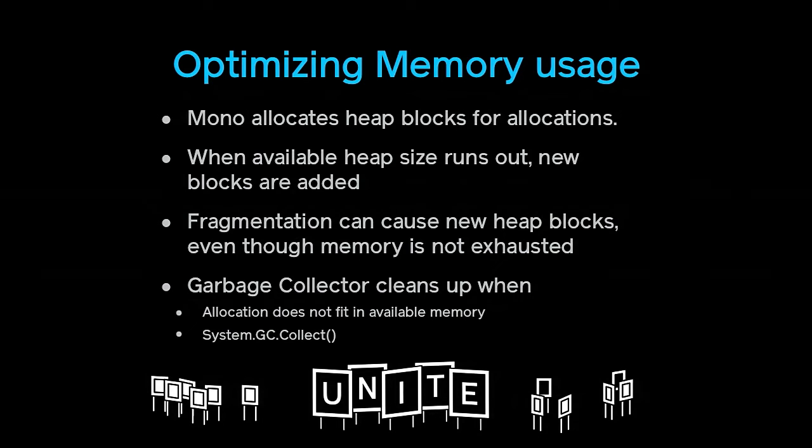It can trigger on any allocation, because if it runs out of memory, the garbage collector will trigger, and you get a spike at an arbitrary point in your game code, and that's not really desirable. You can control this a bit by calling GC.Collect at a controlled time, like a level load or something like that, and then get your spike in a place where it's suitable for the game.